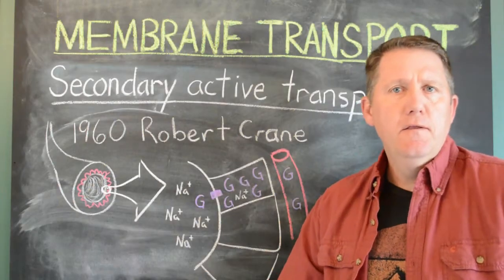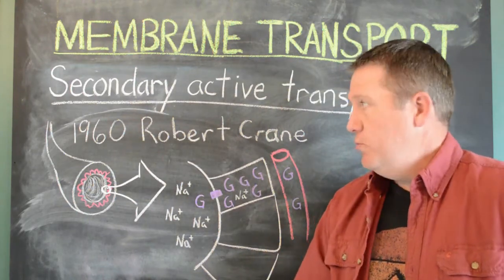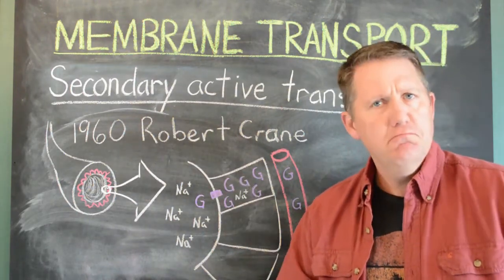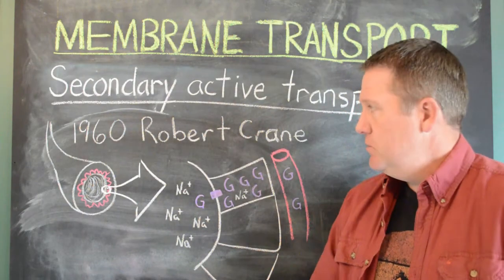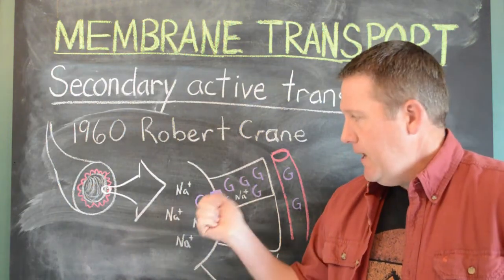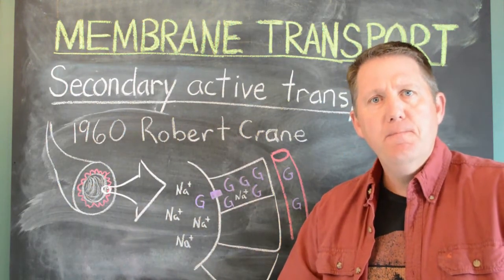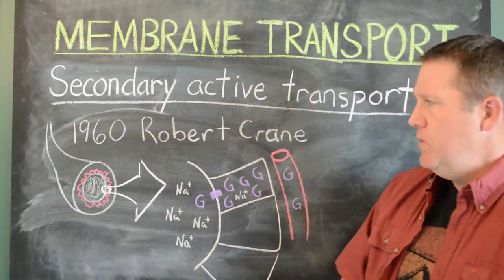You know, a lot of the discoveries about cells that we talk about in this class are really pretty old, but this one, not so much, surprisingly enough. And it plays a big role in the digestive system, as first described by Robert Crane in 1960. I mean, this was after DNA was described, so pretty recent.